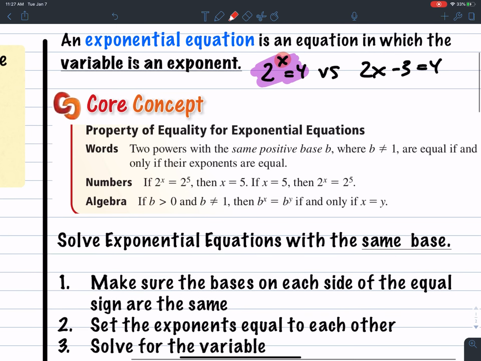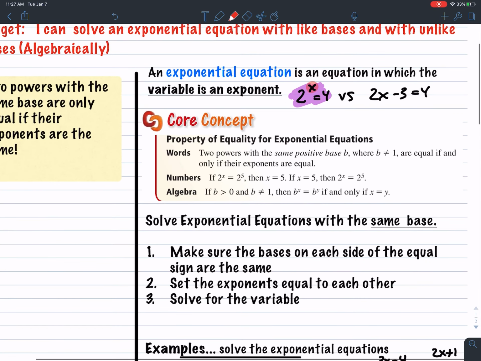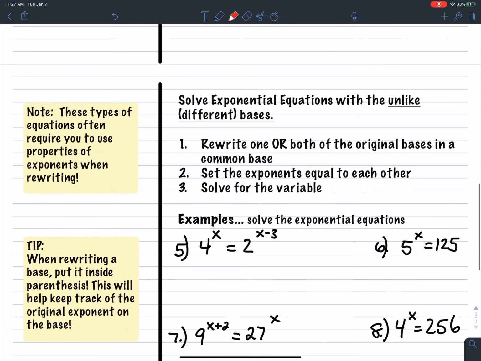So there's two types of problems that we're going to cover today. We're going to cover if their bases are the same, and on the back side we'll cover what happens if they don't have the same base.